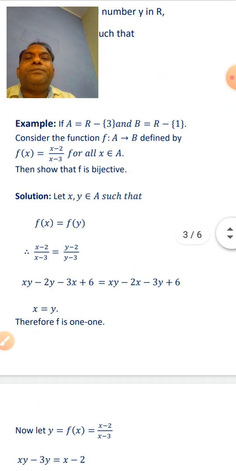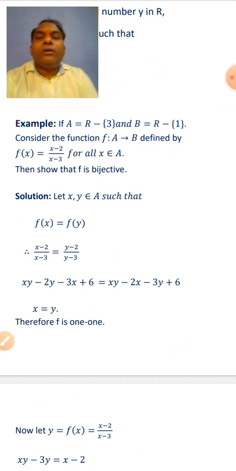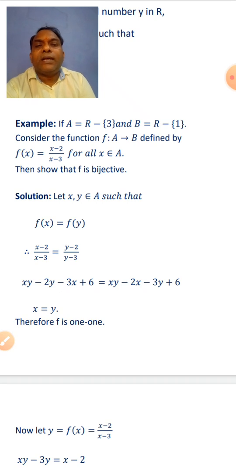is, if A is equal to the real numbers except 3 and B is equal to the real numbers except 1, consider the function f from A to B given by f(x) is equal to (x minus 2) upon (x minus 3) for all x belonging to capital A. Then show that f is bijective.